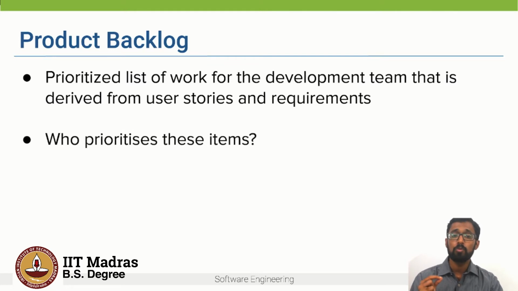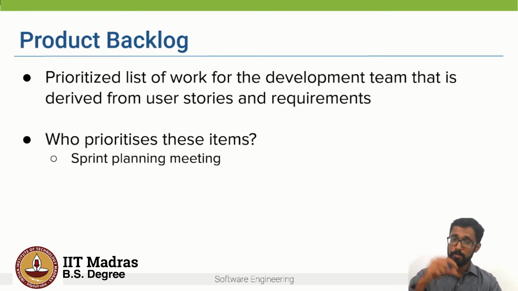Now, who prioritizes these items in the product backlog? It is not only the product owner, but in the sprint planning meeting, all the team members collectively come up with the items which will be worked on in a particular sprint. For example, the product owner may say the client requires these user stories immediately, but the development team may state their constraints, and then the entire team would come to a consensus.